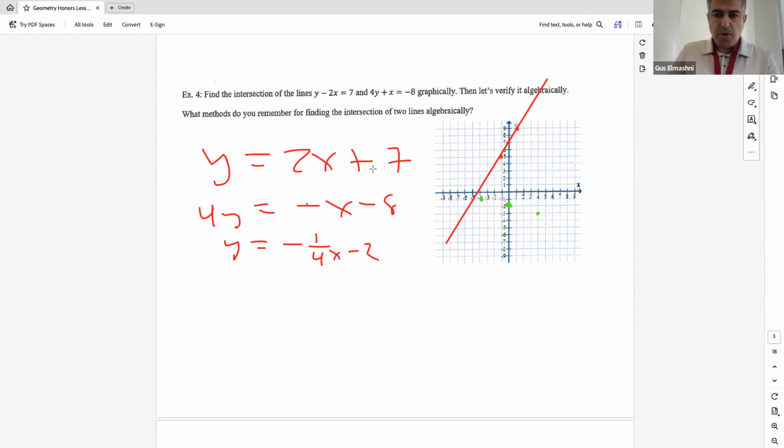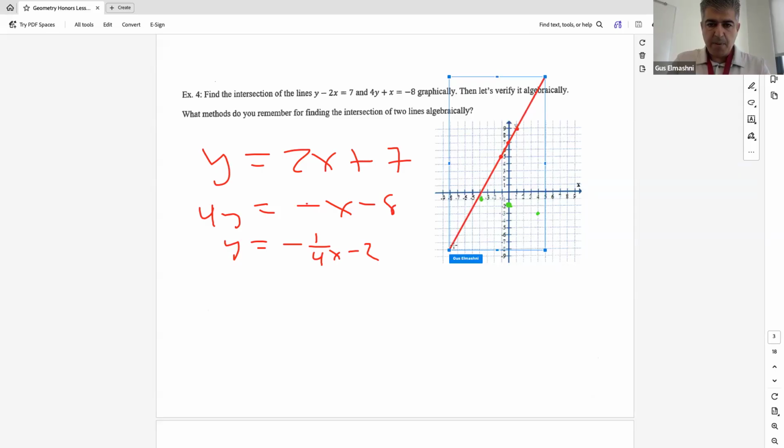I don't think I did the best job drawing that red line. I'm gonna fix that red line. It's kind of bugging me a little bit. Yeah, I feel a little better now. Okay. I'm gonna freehand this one.